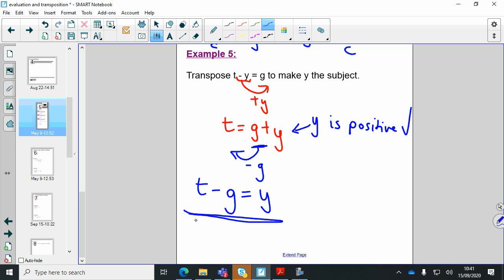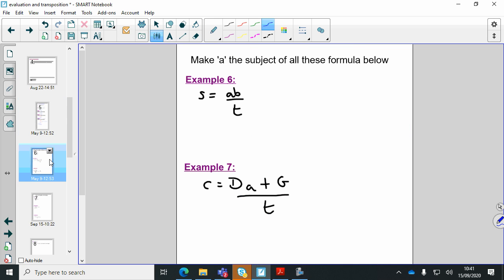Okay, so that's a bit of a harder one. Just beware of your negatives. Okay, moving on to the next slide. I'm going to just move on to some harder ones now. So in these ones, we're making A the subject of these formulae.